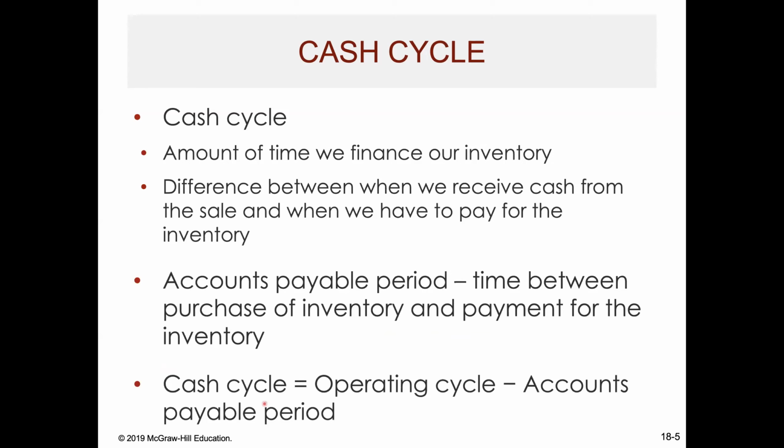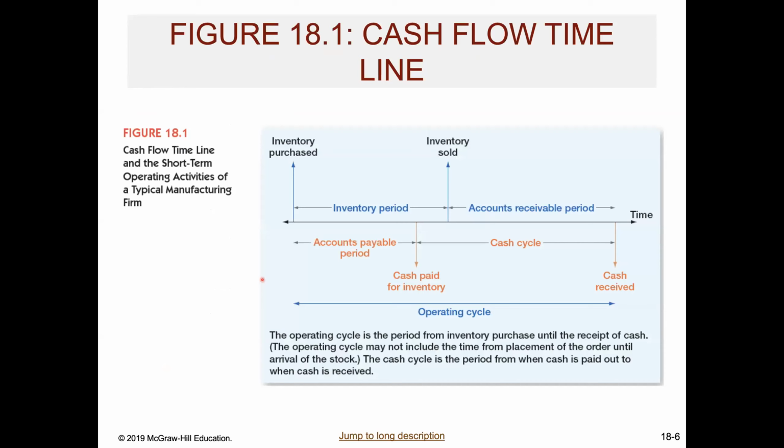So the cash cycle is our operating cycle minus accounts payable. In 3250, we also call this the cash conversion cycle. So it's the operating cycle minus accounts payable period. Okay, so here it is. This is figure 18.1 from your book. This is the cash flow timeline and the short-term operating activities of a typical manufacturing firm.